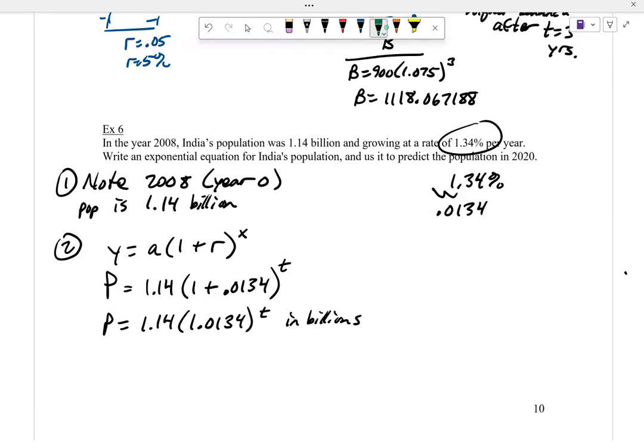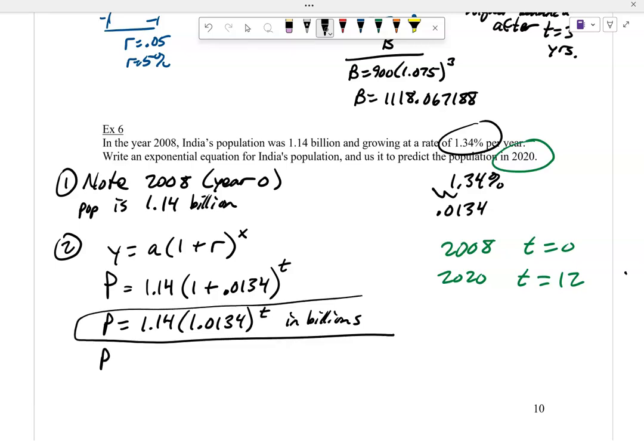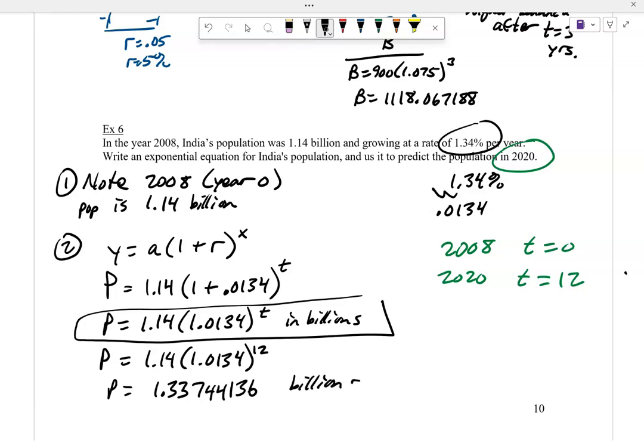Now they want us to predict it in the year 2020, right? Well, if 2008 is year 0, 2020 is how many years later? Yeah, 12 years later, exactly. So let's go ahead and plug that in and find out this population for the year 2020. So we've got our model we're going to use. And now we just punch this into our calculator. And we'll get 1.7136 billions. All right, that's in billions.